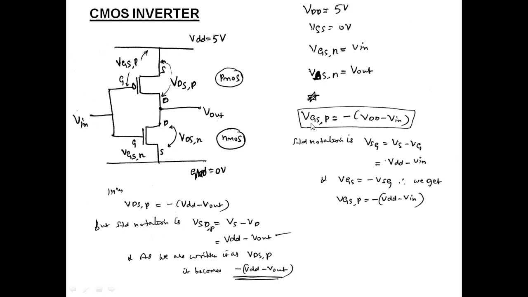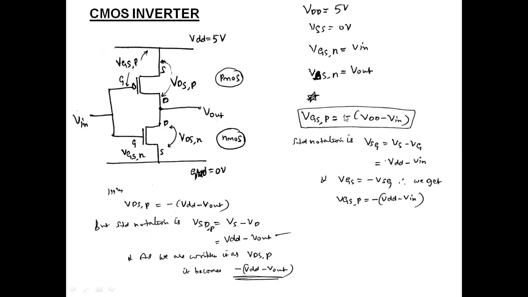Similarly, for this VGS,P, it is right here, as I'm indicating right now. This VGS,P is nothing but high potential minus low potential, where this source has been given to VDD, hence it is VDD minus Vin.